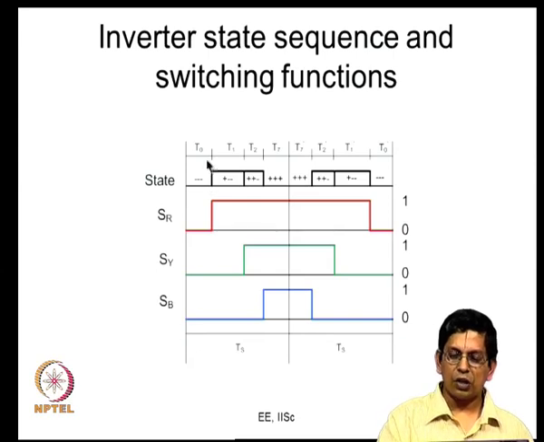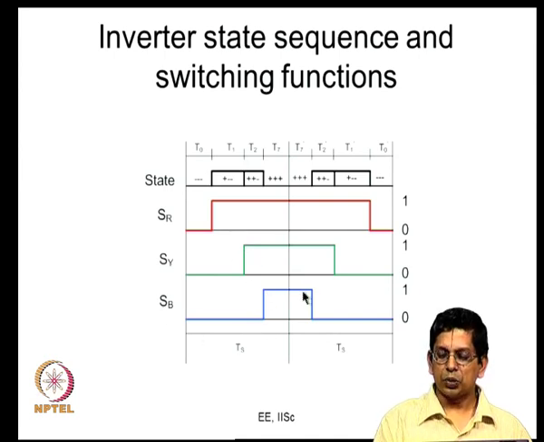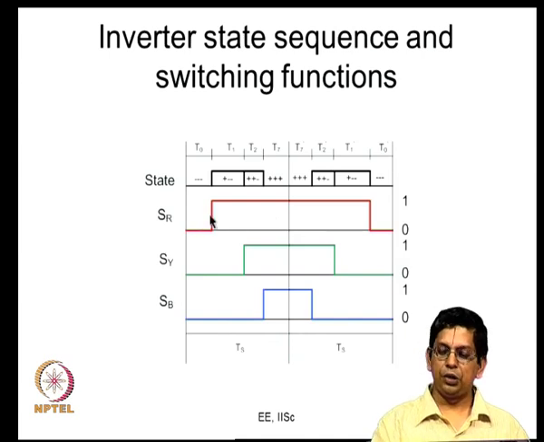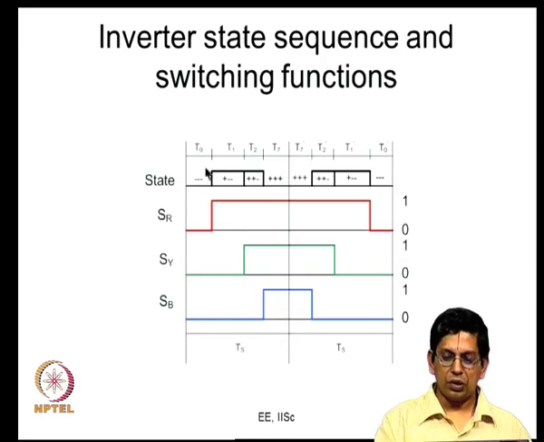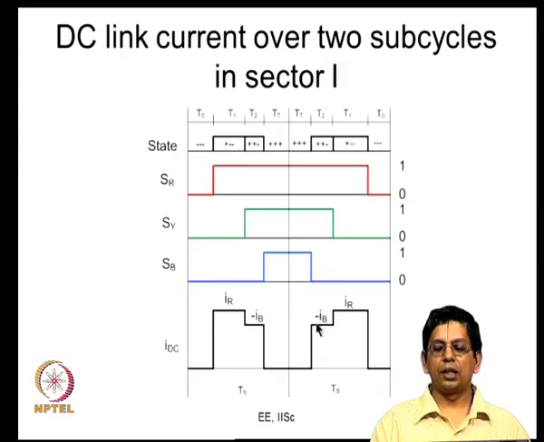When you go through this inverter state sequence 0, 1, 2, 7, 7, 2, 1, 0, in the 0 to 1 transition SR goes from 0 to 1. Again, this is the switching function for Y phase, SY goes from 0 to 1 here. Here again SB goes from 0 to 1, and then SB switches from 1 to 0, here SY switches from 1 to 0, SR switches from 1 to 0. So, in this interval R phase top device is on, in these two intervals R phase bottom device is on. The same way about Y phase, here the Y phase top is on, here the Y phase bottom is on. So, this is the inverter state sequence over 2 subcycles, and this is how the switching functions SR, SY and SB vary. Now, how does the DC link current vary?